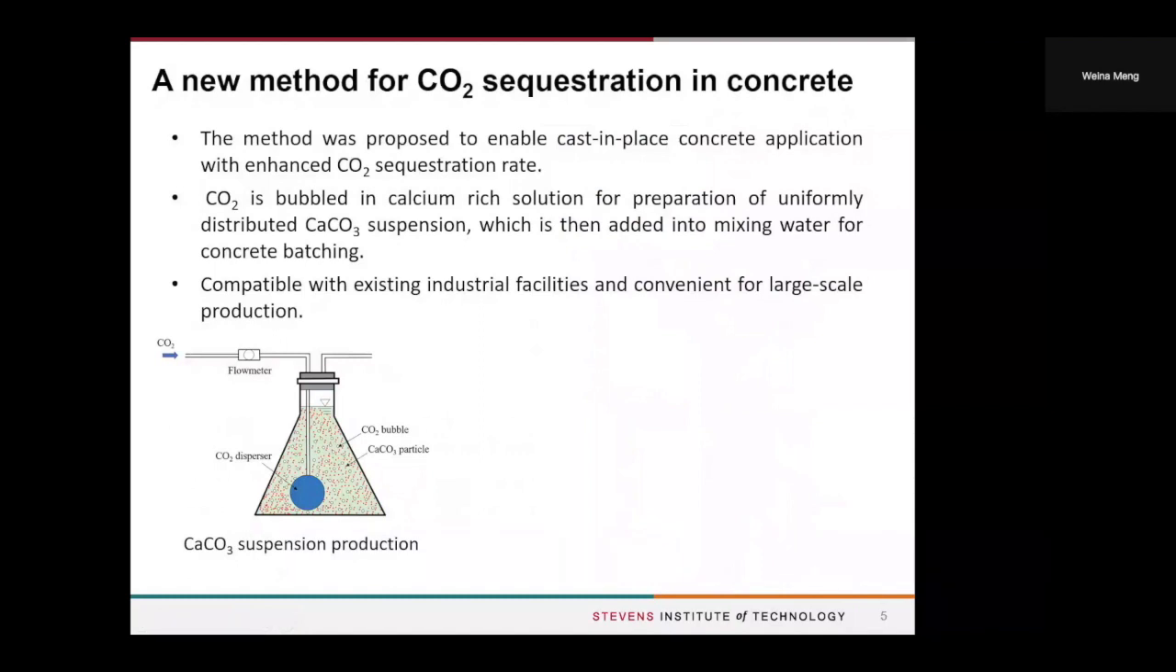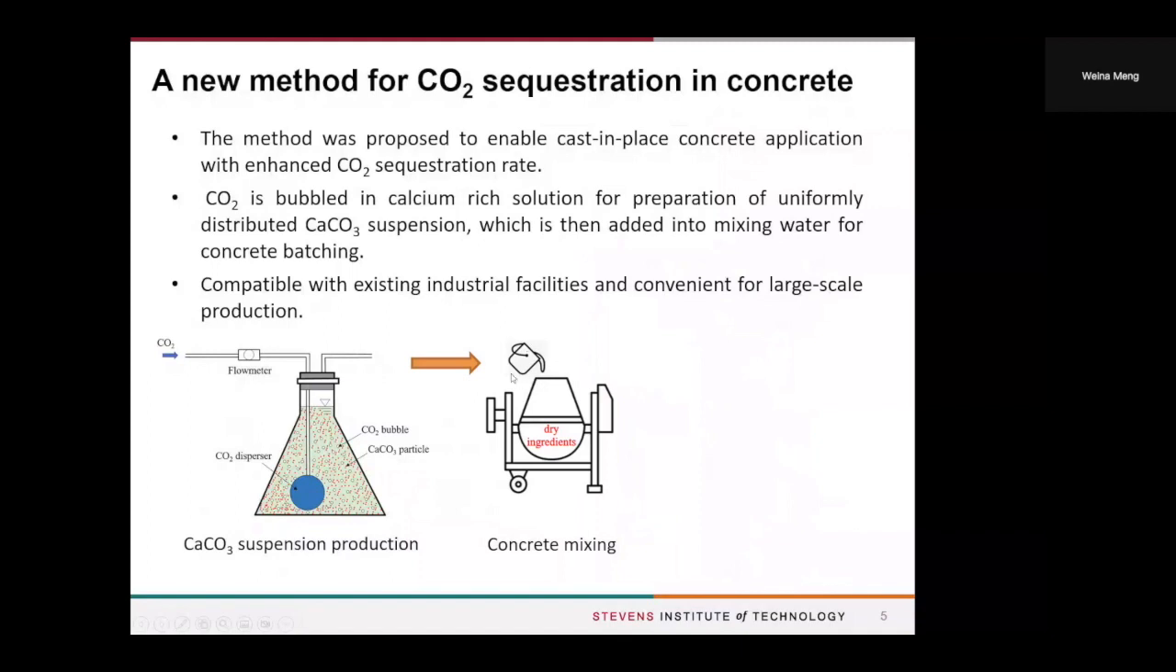By reviewing all of these studies, what we want to do is to enable cast-in-place concrete application with a good CO2 sequestration rate. So what we do is we bubble the CO2 into a calcium-rich solution to prepare a uniformly distributed calcium carbonate suspension. And then we add this suspension to the mixing water.